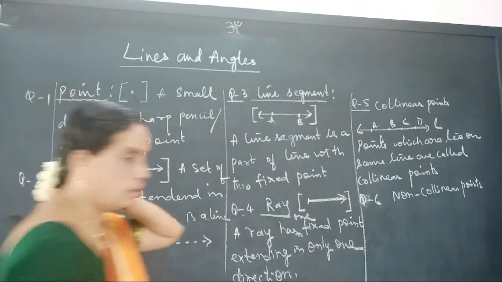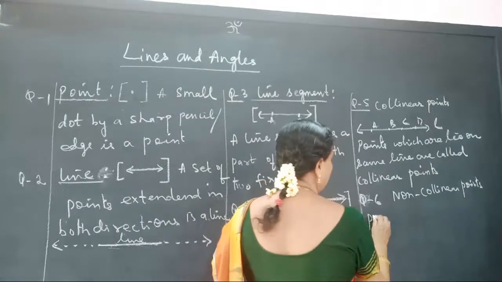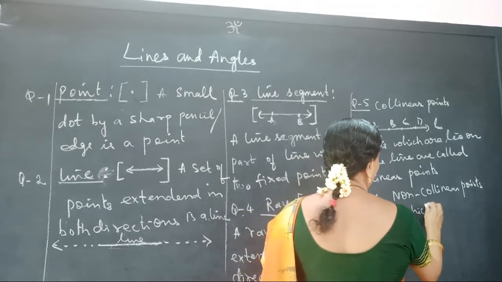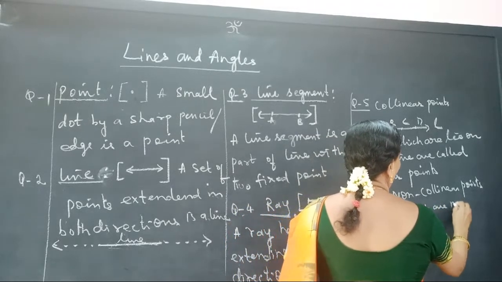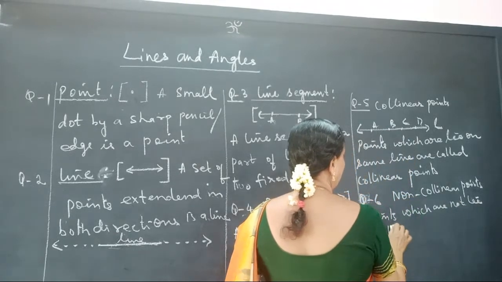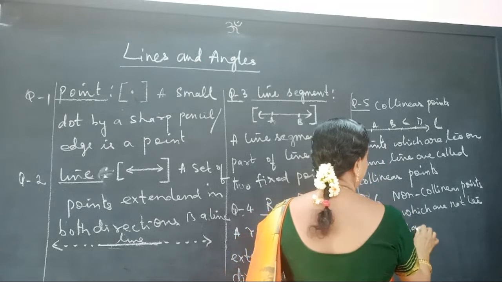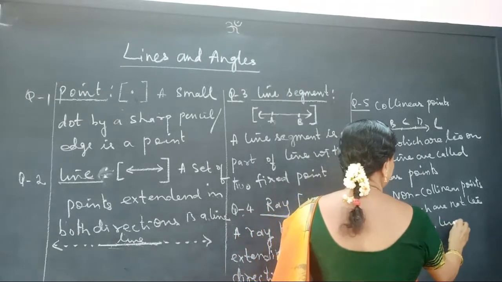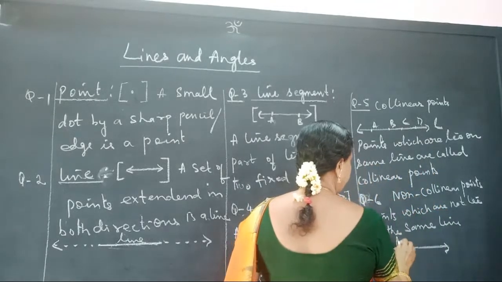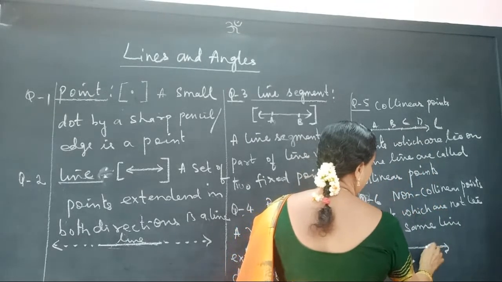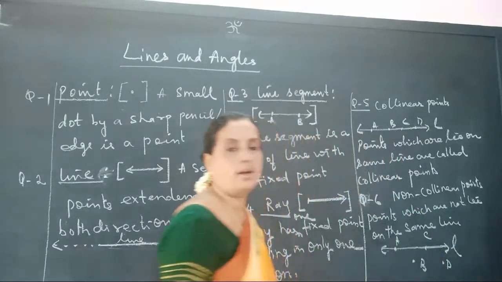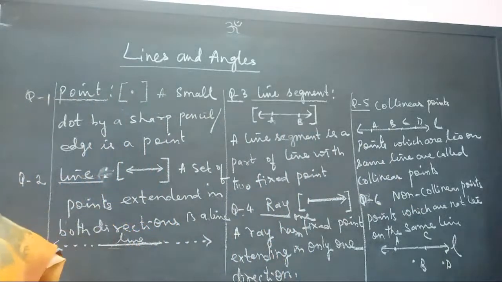Non-collinear points are points which do not lie on the same line. I'll give the figure for non-collinear points. Point A is here, point B is here, point C is here, like this. Then we say that they are non-collinear points.